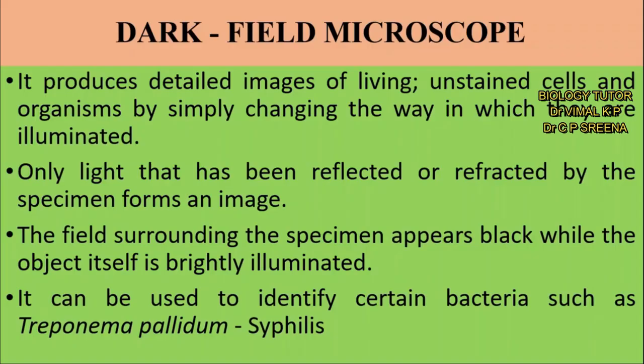Dark field microscope. It produces detailed images of living unstained cells and organisms by simply changing the way in which they are illuminated. Only light that has been reflected or refracted by the specimen forms an image. The field surrounding the specimen appears black while the object itself is brightly illuminated. It can be used to identify certain bacteria such as Treponema pallidum, which causes syphilis.